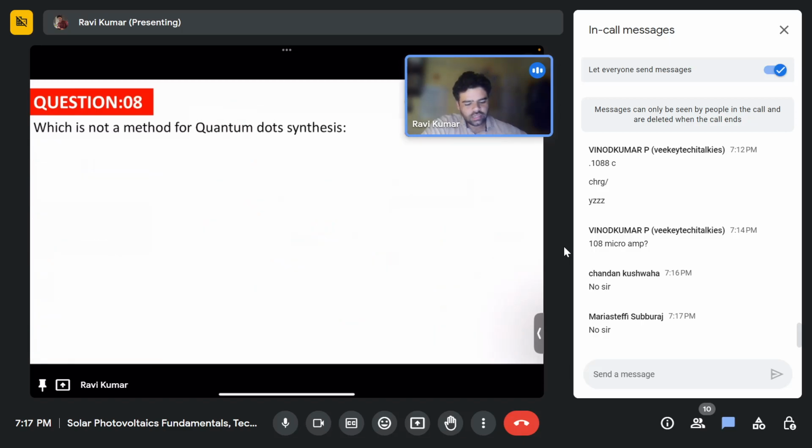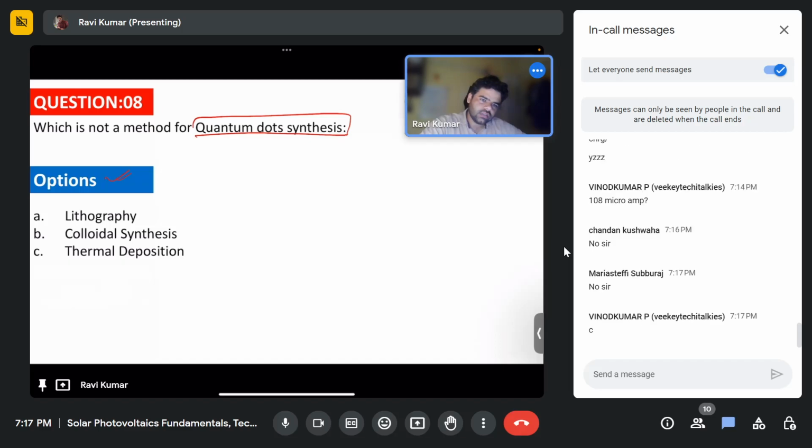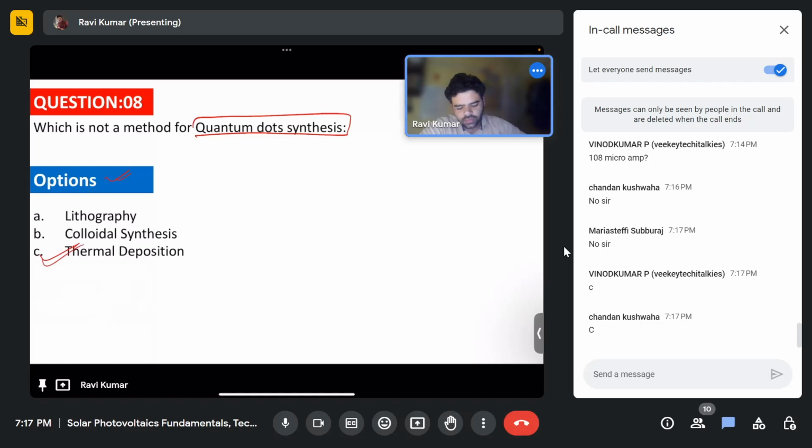And with this question, as we have one more question, it said, which is not a method for quantum dot synthesis? And these are the options. If you have done the lectures, then you will be able to solve it. Yes, it is thermal deposition. Thermal deposition is not the step for the quantum dots. These other two are. So the answer will be C.